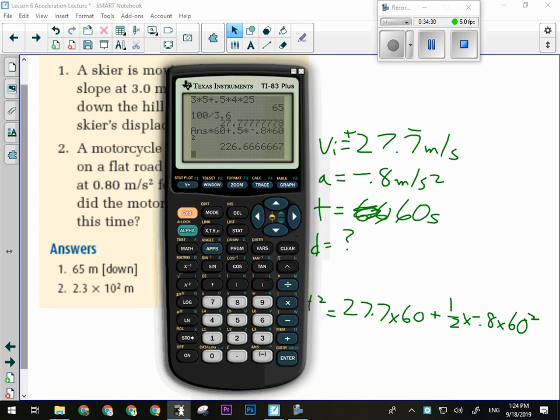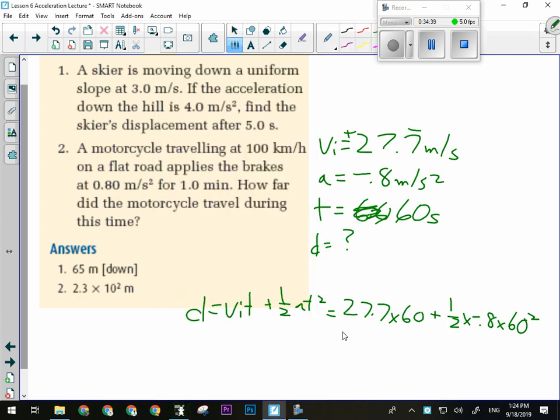All right, so we get 226, but we only have 2 significant figures, so that'll be 2.3 times 10 to the 2 meters. And it doesn't give us a direction, so okay, we would just say positive.